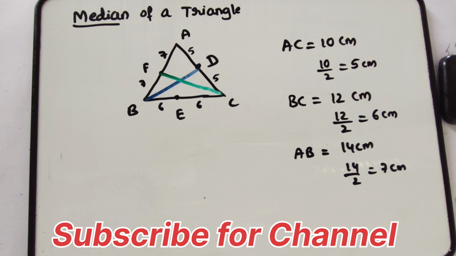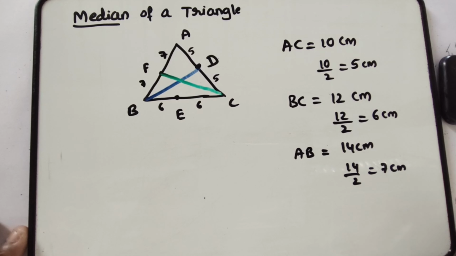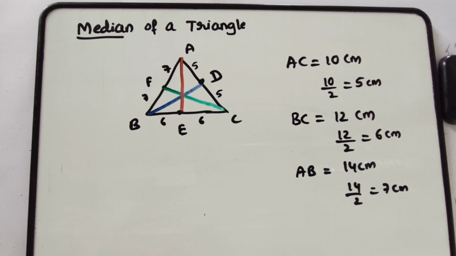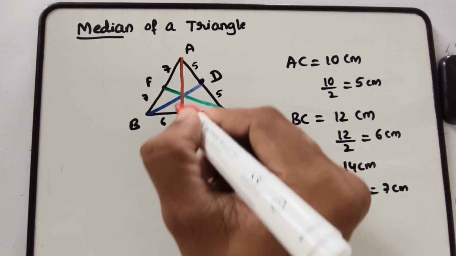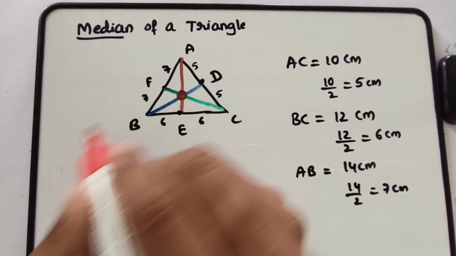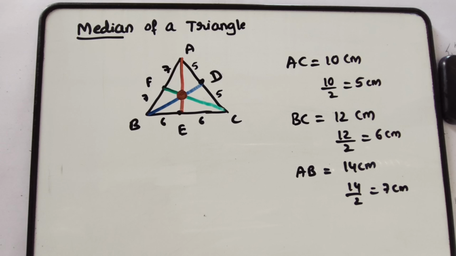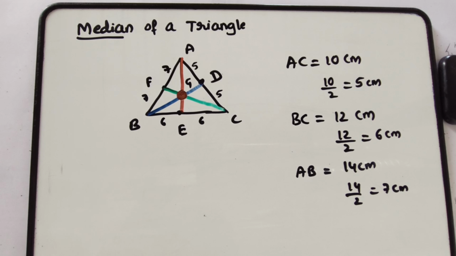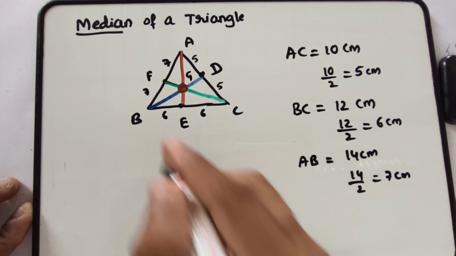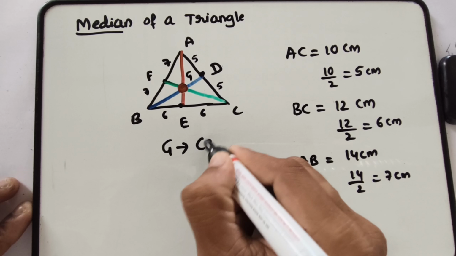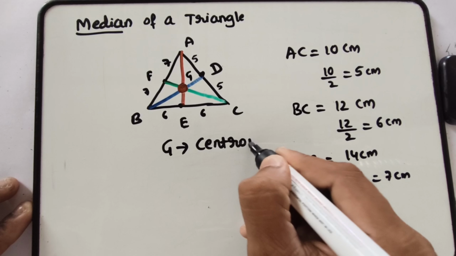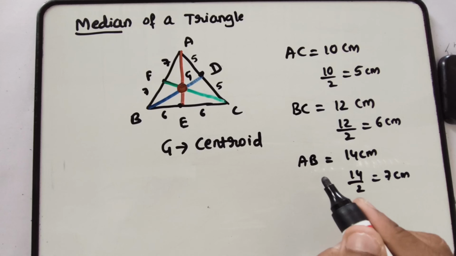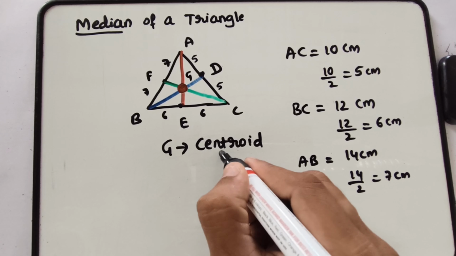I can draw one more median, right? Yes. What is the name of that? AE. I can draw a line between A and E. See, these are the three medians of the triangle. All these three medians pass through one common point known as centroid. We call it centroid, and its symbol is G. Remember this. G is the centroid of the triangle. AE, BD and FC are the medians of the triangle.